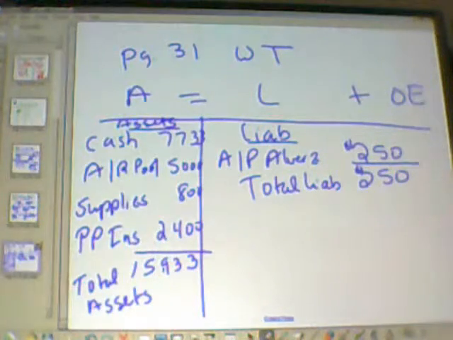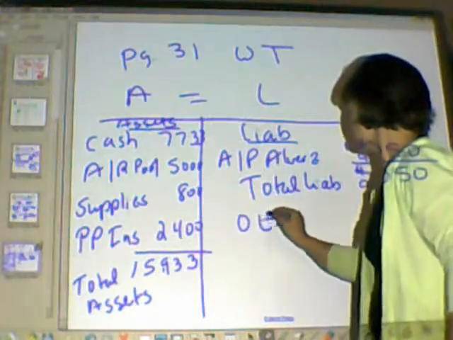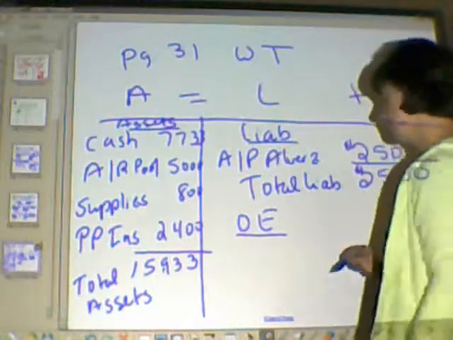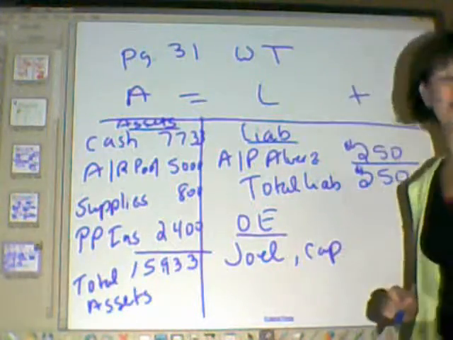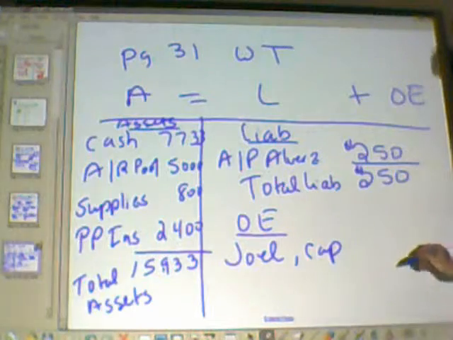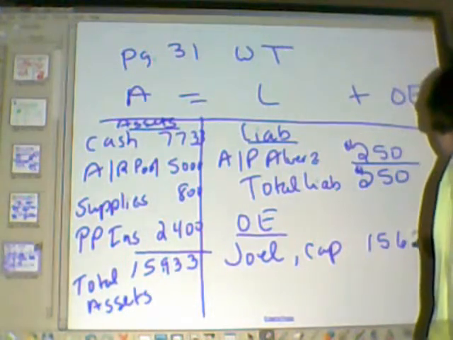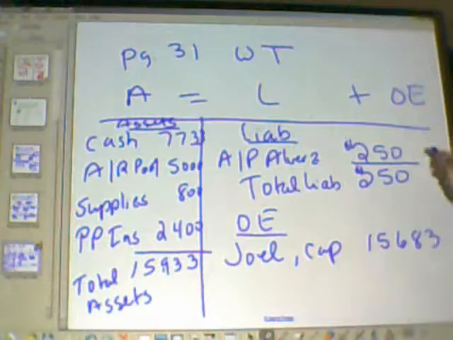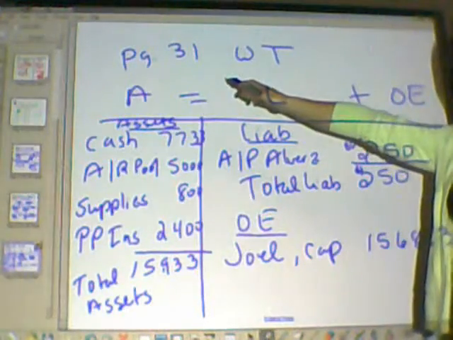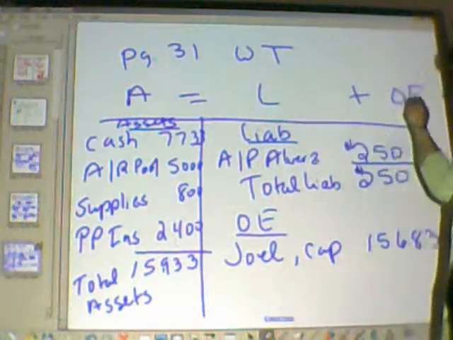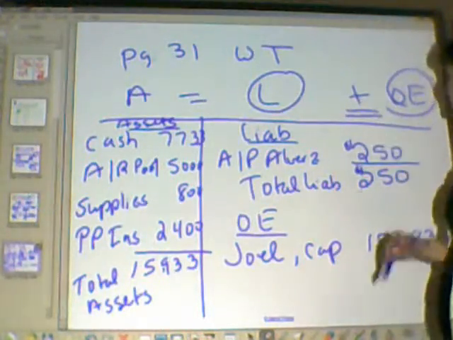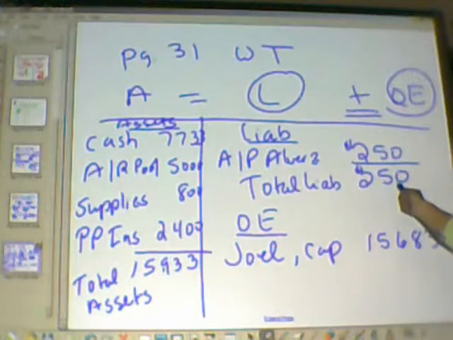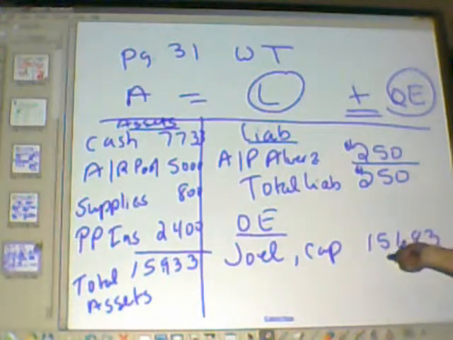Okay, and then what owner's equity do I have? 15,680. And who is that? Joel Mary Capital. So we'll do Joel Capital, and then it was 15,683. Okay, what does the accounting equation say? Right. So what do we do with liabilities and owner's equity? Add them. We add them together. So let's add our total liabilities to our capital account.